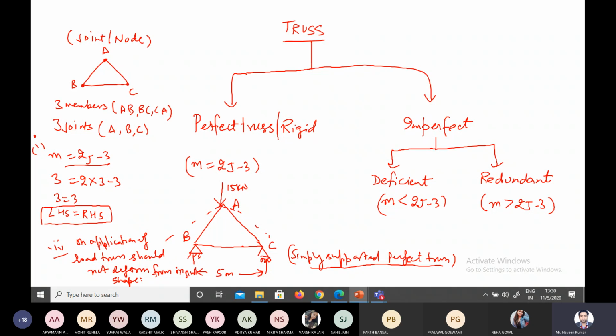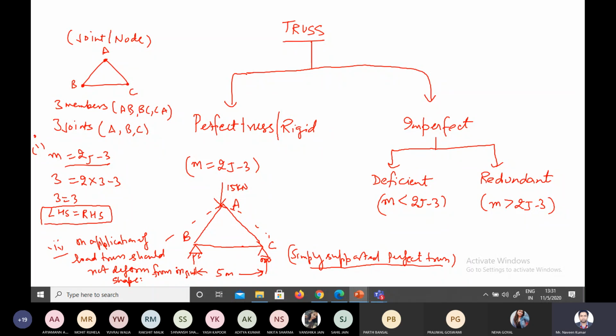And then I have discussed with you what are types of truss. Classification is perfect truss and imperfect truss. Perfect, m is equal to 2j minus 3 equation should be satisfied. Secondly, on the application of load, truss should not deform. And the next part is imperfect truss. In this, we have simply that m is equal to 2j minus 3 equation will not be satisfied. And secondly, on the application of load, truss may deform from its original shape. So this is the example. This is the imperfect truss, and we have two types: deficient truss and redundant truss. In case of deficient, m is less than 2j minus 3, and in redundant, m is greater than 2j minus 3. So till now, what we have discussed is clear to you.